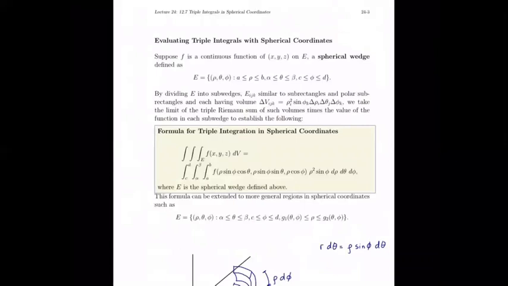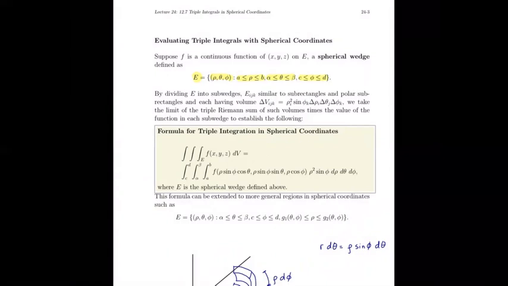Okay, so the first thing we consider is a spherical wedge. This is a lot like a cylindrical rectangle, a rectangular cylinder piece, or however we defined it in the previous section. So rho, theta, phi make up the points of the region E, and they satisfy rho is between A and B. Theta takes on angles between alpha and beta, and phi takes on angles between C and D.